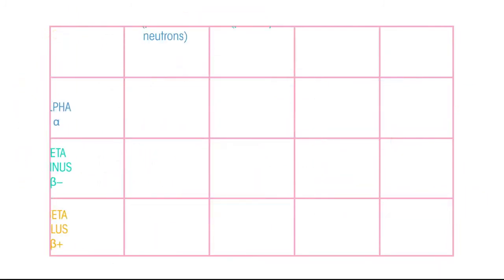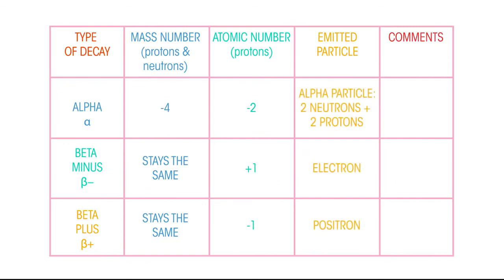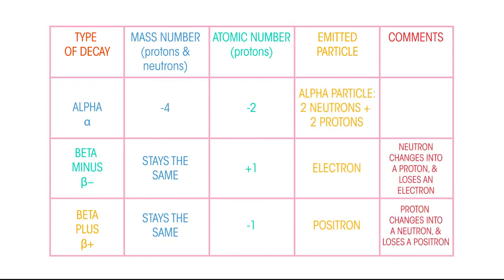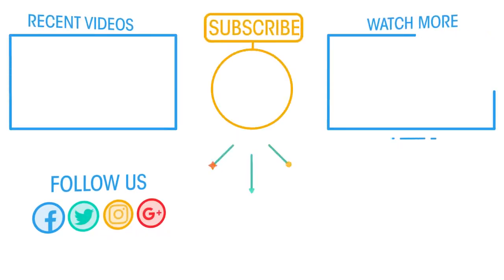In this video, we have learned that unstable nuclei either have too many protons or too many neutrons, which upsets the strong nuclear force holding the atom together. Unstable nuclei try to balance themselves by giving off the excess proton or neutron either through alpha, beta minus or beta plus decay.